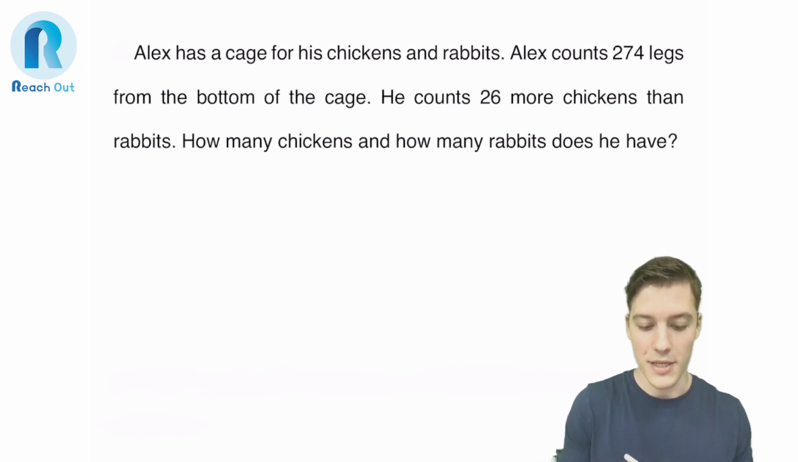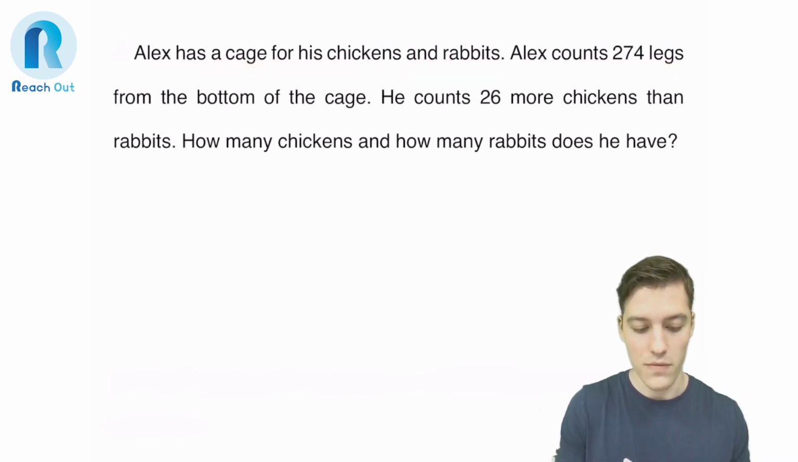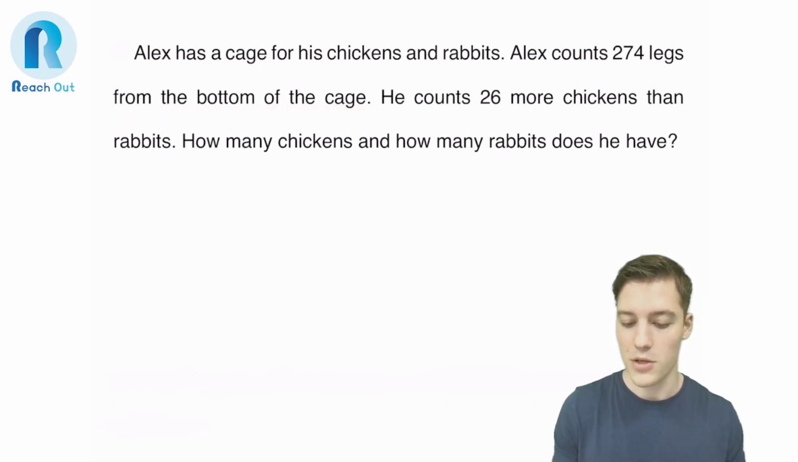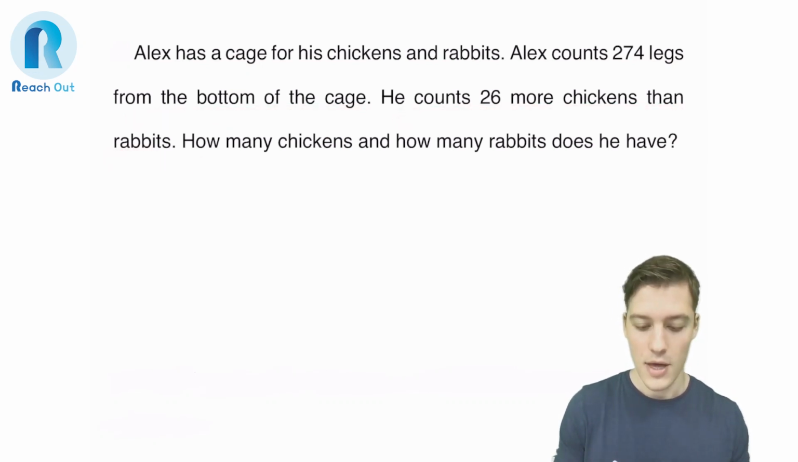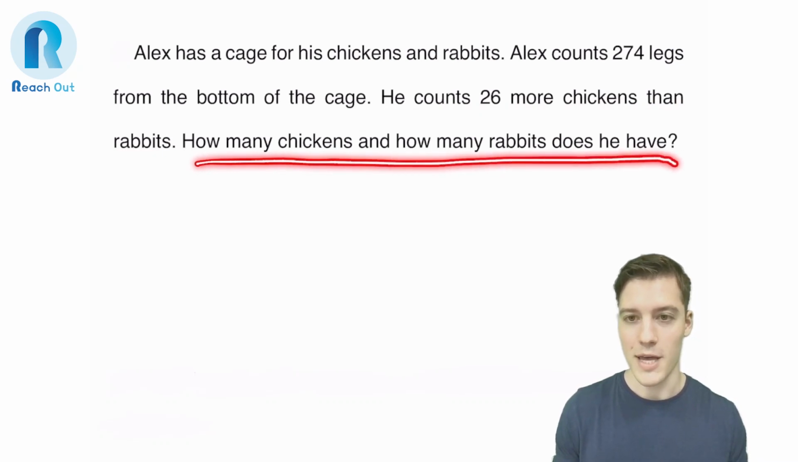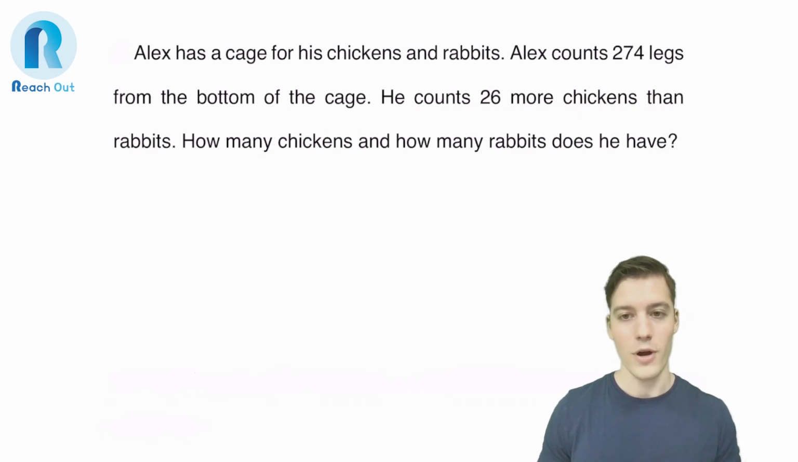The problem reads this: Alex has a cage for his chickens and rabbits. Alex counts 274 legs from the bottom of the cage. He counts 26 more chickens than rabbits. So the question then is, how many chickens and how many rabbits does he have? Feel free to pause the video and see if you can solve it for yourself before I show you how to.